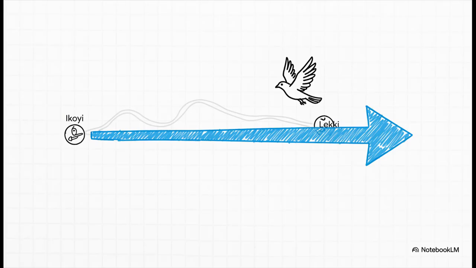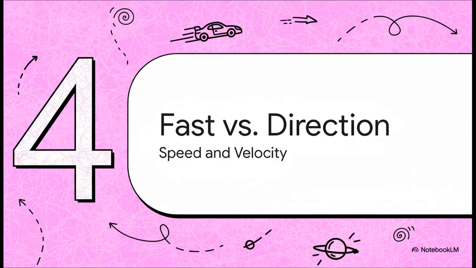That's totally different. It's the as the crow flies measurement. It doesn't care about the winding roads at all. It's just the shortest straight line path from the start point to the end point. And as you can see, it's a much shorter trip. Now that we've got that whole distance versus displacement thing down, we can use that exact same logic for how we measure how fast something is moving. And this brings us to another classic pair, speed and velocity.